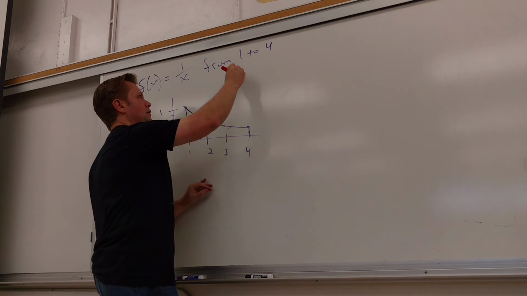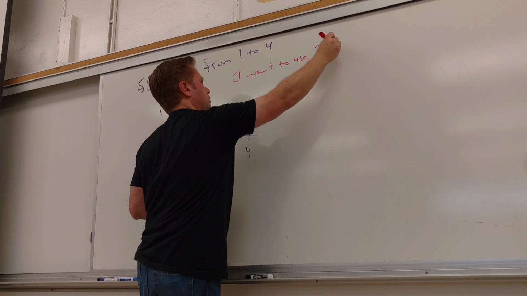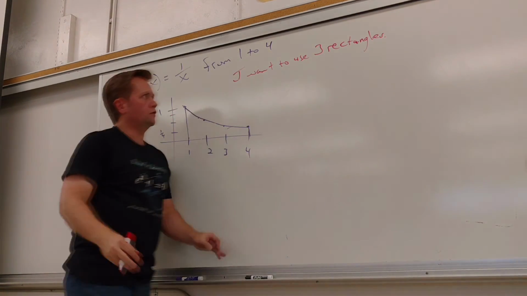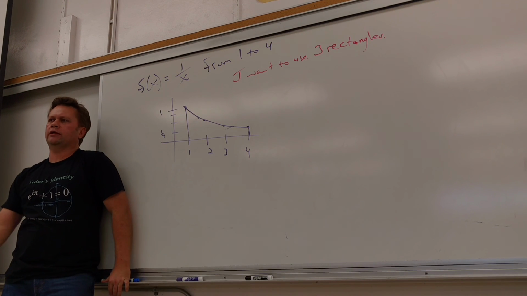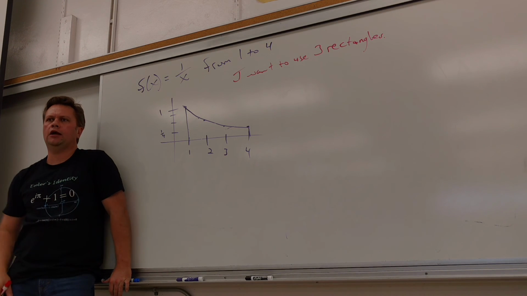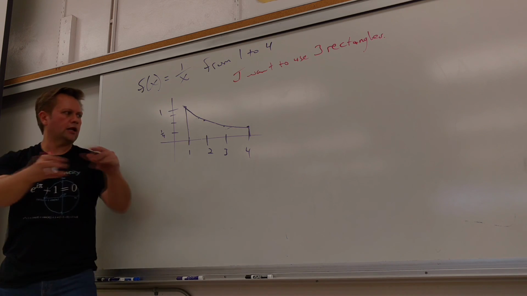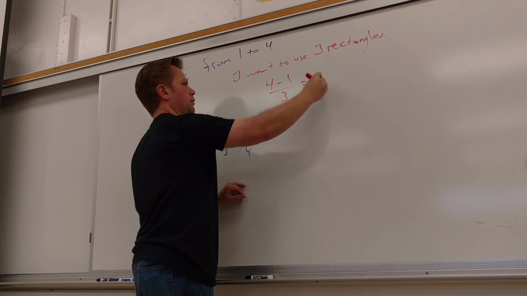So let's say I want to use 3 rectangles. I'm going to make it nice just because this is our first example. If I want to use 3 rectangles to estimate that area, how wide must each of my rectangles be? 1. Yeah, because they have to go from 1 to 4, and I want to use 3, so they have to be 1 wide.